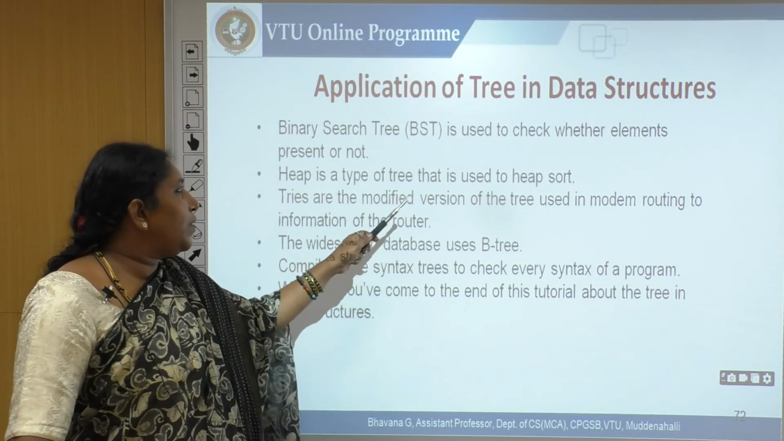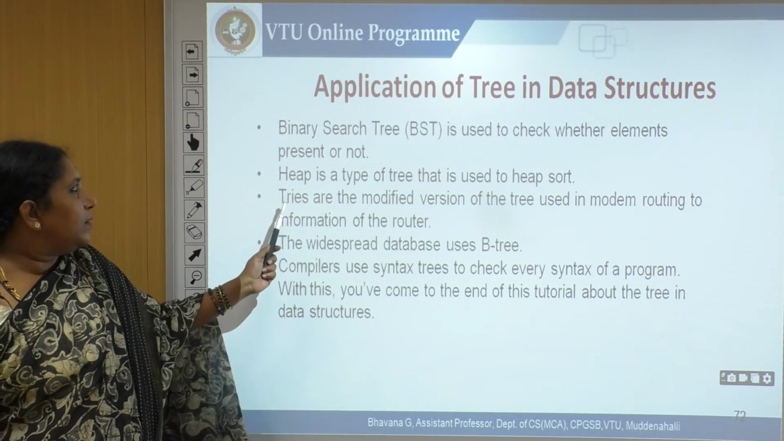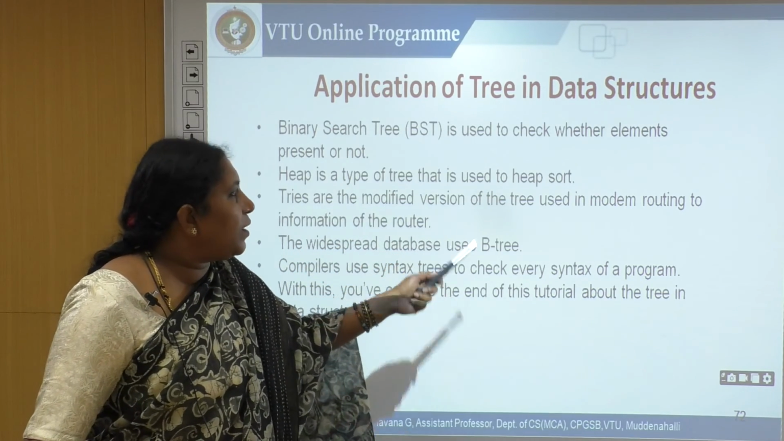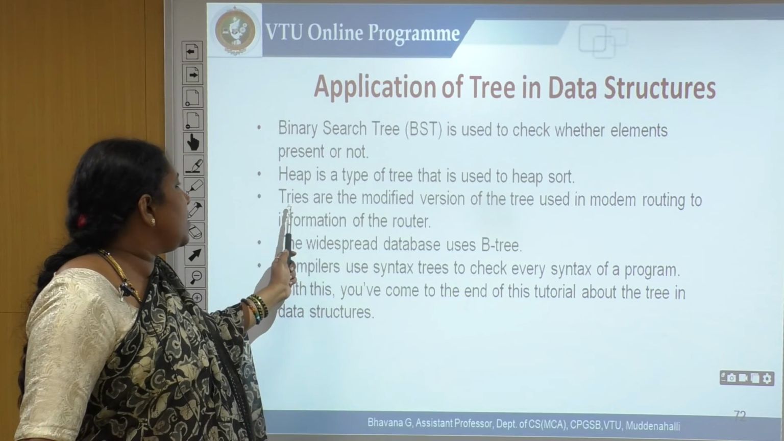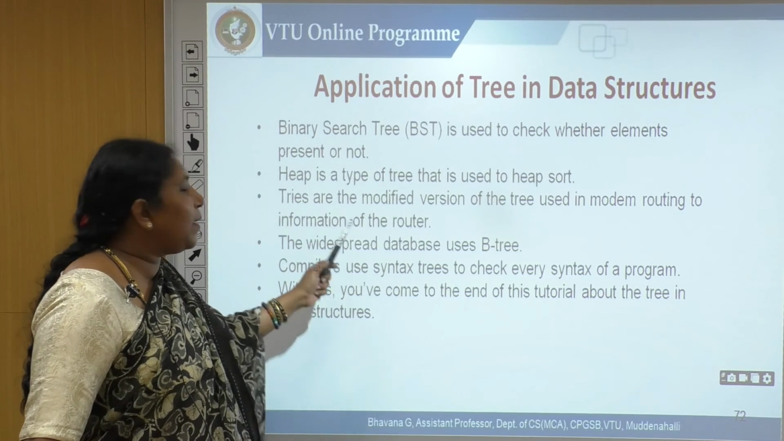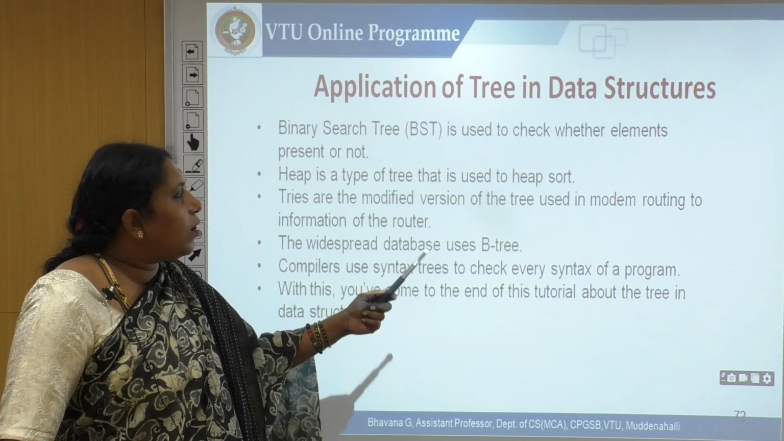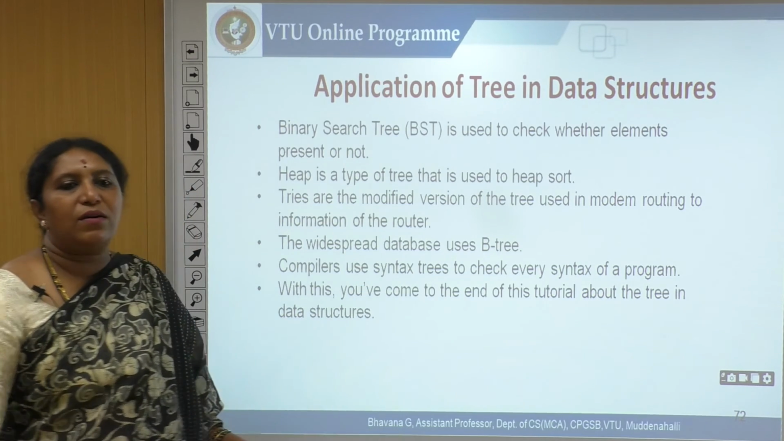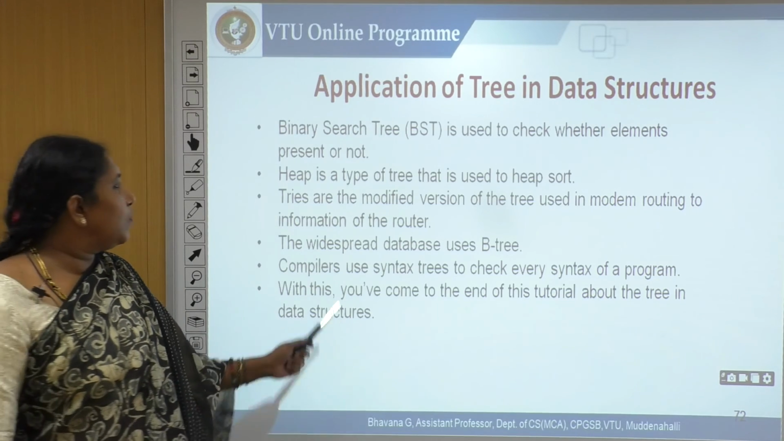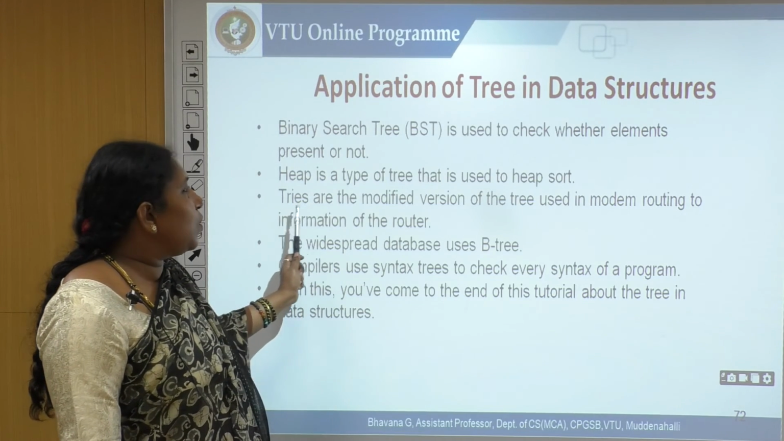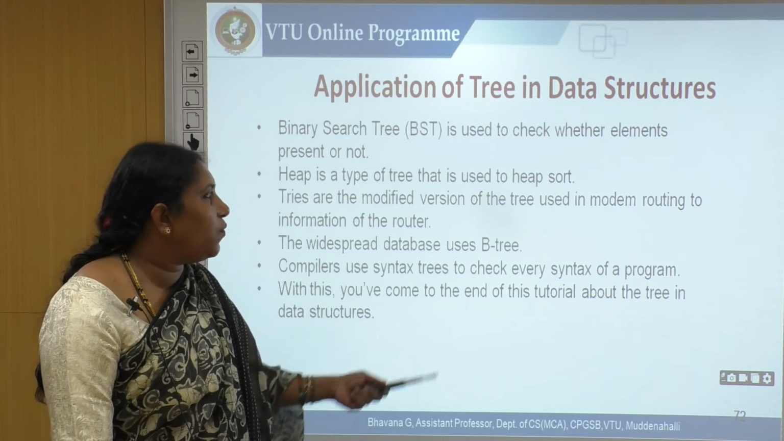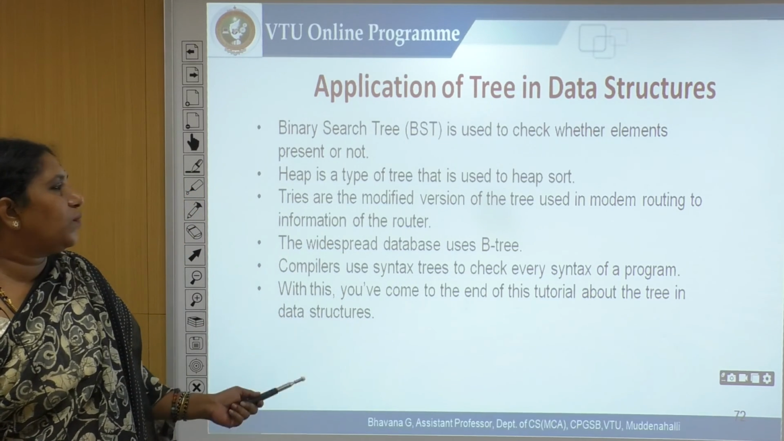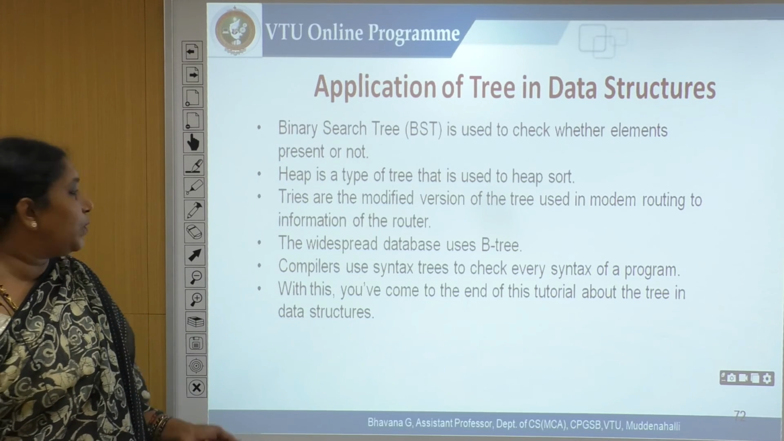A heap is a type of tree that is used for heap sort. The third application is tries, which are a modified version of the tree used in modern routing. I told you in the morning that binary search trees are used in routing algorithms. So this is tries, one sort of application. It's a modified version of a tree, used in modern routing to gather the information of the router.